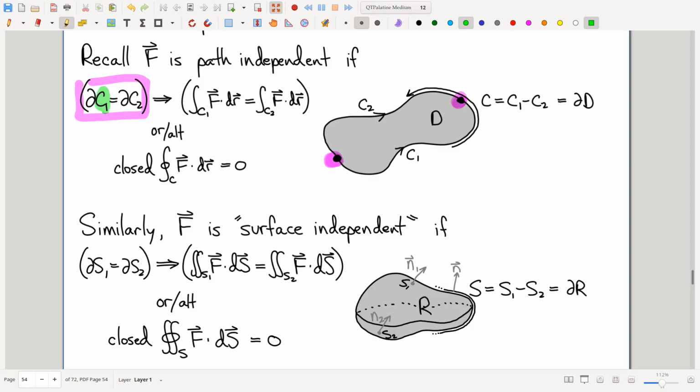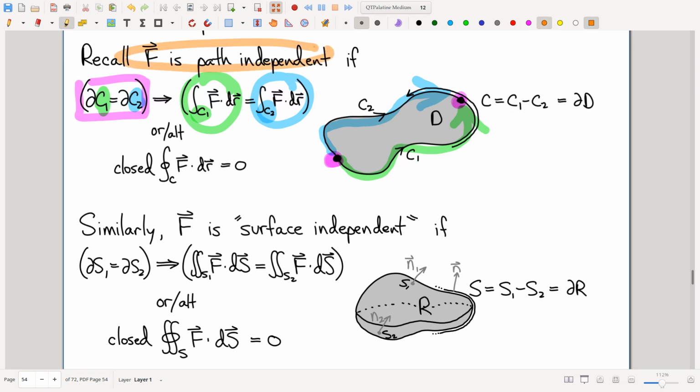Well, if you look at the line integral along one curve, and then look at the line integral along that other curve, note both starting and ending as required at the same point. And we mentioned this idea called path independence, and what it means for a vector field to be path independent is that these two line integrals would have to be equal, no matter what green and blue curves you pick.